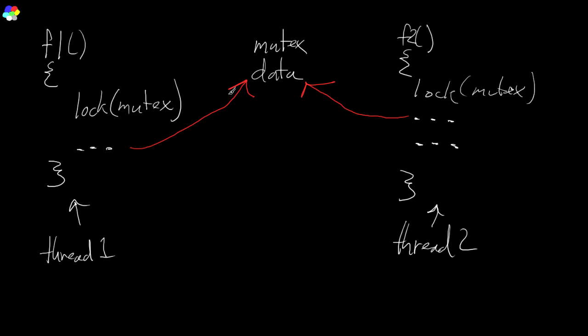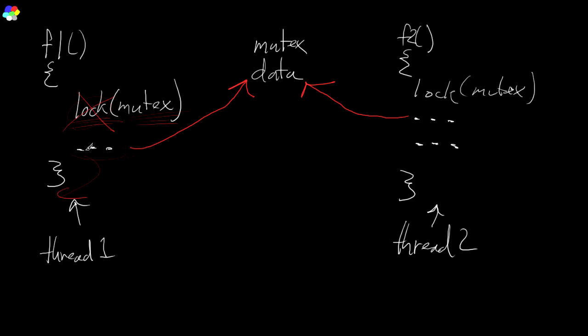Obviously, if they're never accessed at the same time, you might be able to get away with not using a mutex, but in general, you're going to have to use one. The way it works is, if thread 1 is going to call this function f1, it's going to create a lock object, and that lock object is going to acquire the mutex. Then the body of the function can access the data. When you leave the function, the lock object is destroyed, and you release the mutex.